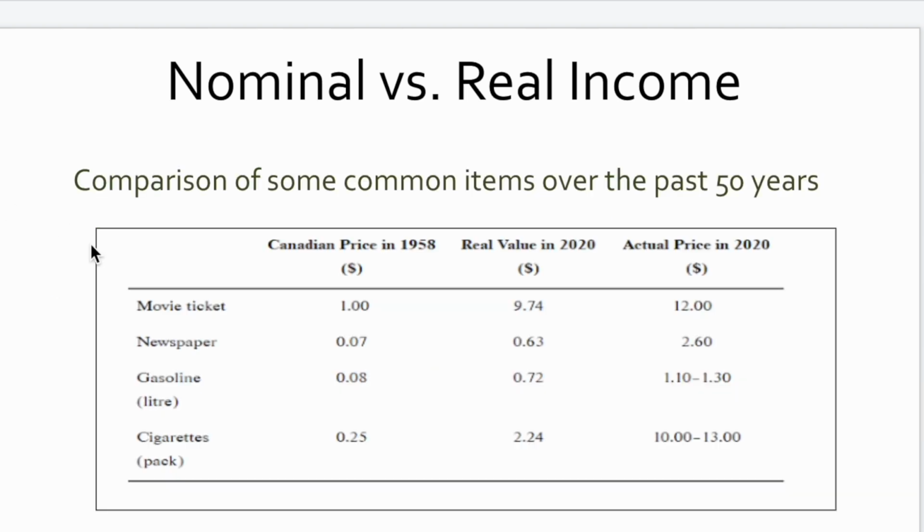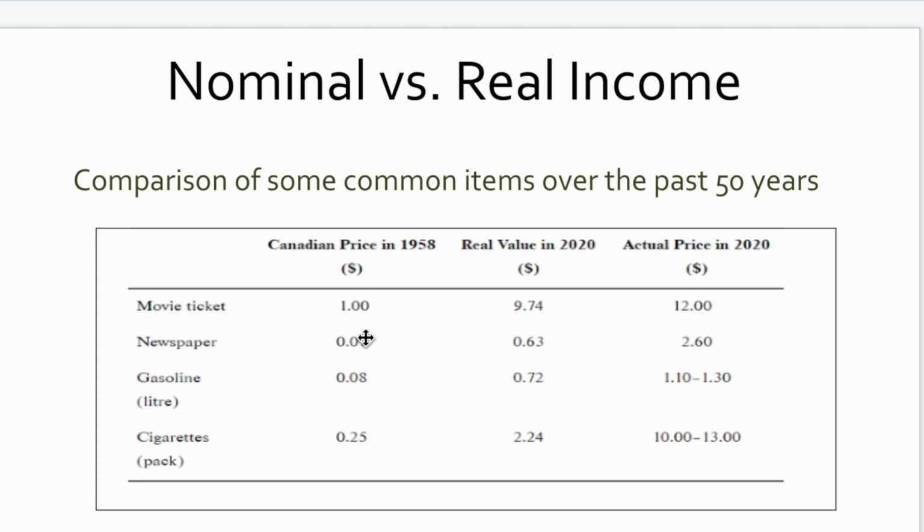We can see if we do a comparison of nominal versus real income here over the past 50 years. Movie tickets, for example, in 1958, cost $1. In 2020, the real value, in other words, considering inflation, how much is $1 in 1958 worth today? It would be $9.74. The actual price of the ticket was $12. So yeah, the price of movie tickets has gone up. If we factored out inflation, the price would be $9.74. It's $12.